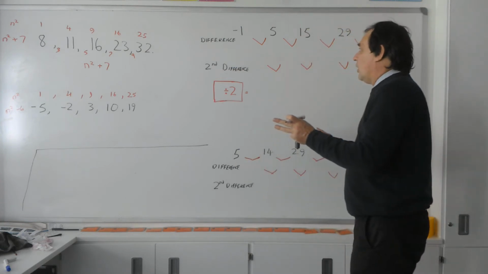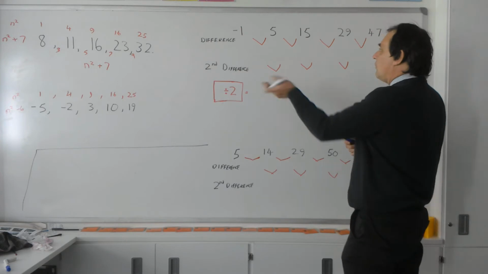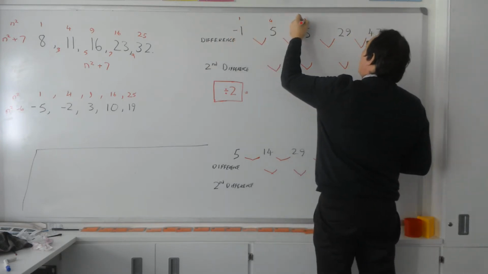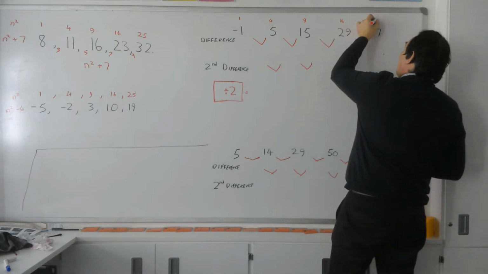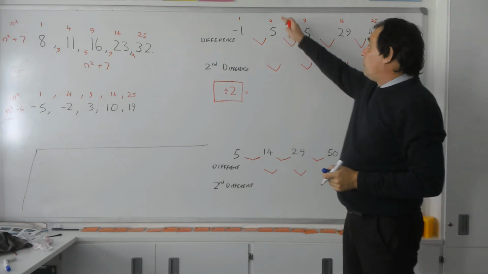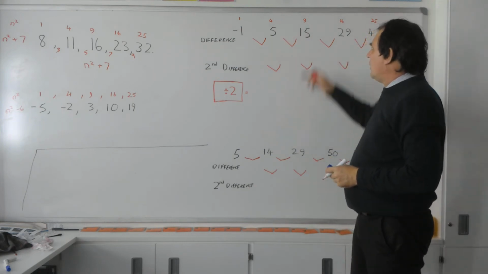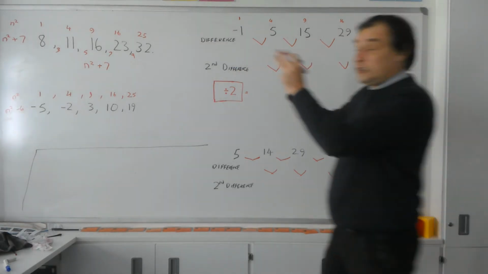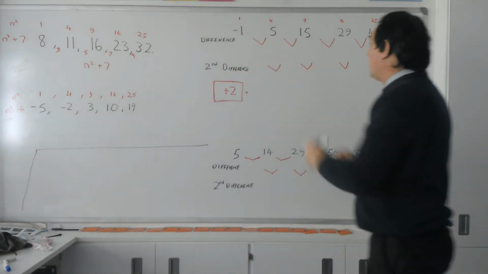If that doesn't work, so for example, let's put my little sequence here as well. I'm going to have my 1, 4, 9, 16, 25. Is there a link? 1 to minus 1, I take 2. 4 to 5, I'm adding 1. 9 to 15, I'm adding, well, that's all over the place. So that shortcut method won't work. We've got to think of something else.